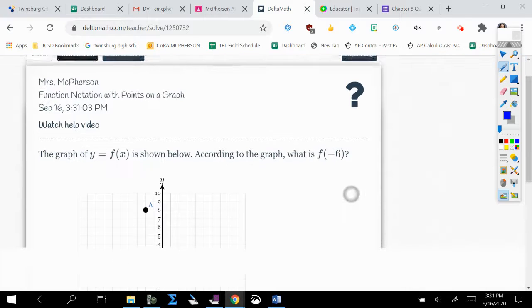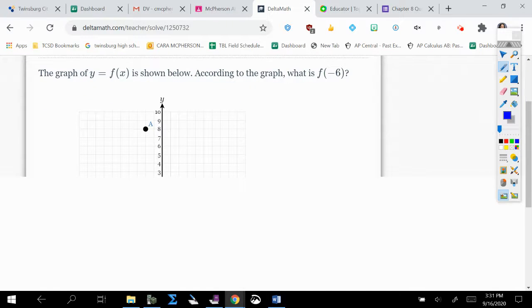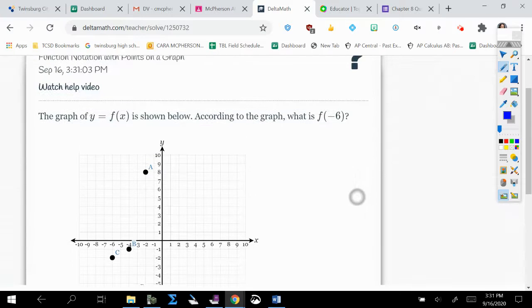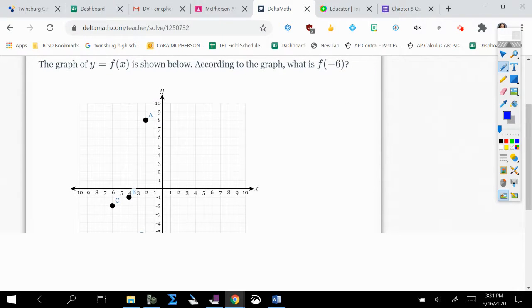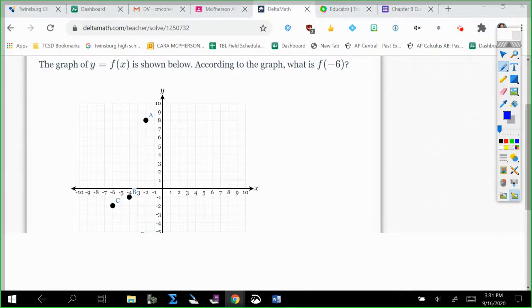You're going to have ones like this. This says, what is f of negative 6? So negative 6, let me get my graph to pop up here. Because it's in parentheses, that is your x value. So you're going to go on your graph, over to your x value of negative 6. So here's your x value of negative 6. This is the point you're looking for.